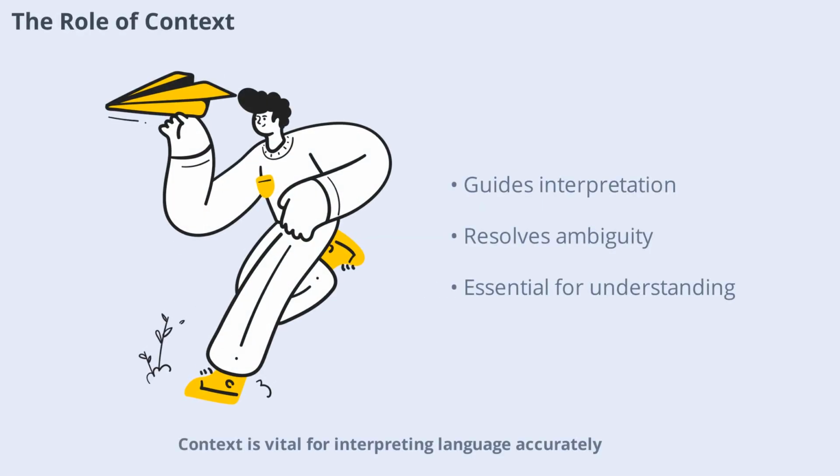Context is vital for interpreting language accurately. It includes everything from the physical setting to the speaker's intentions and shared knowledge. Context helps us resolve ambiguities, understand jokes, and interpret indirect language. Without context, even simple sentences can become confusing or misleading.